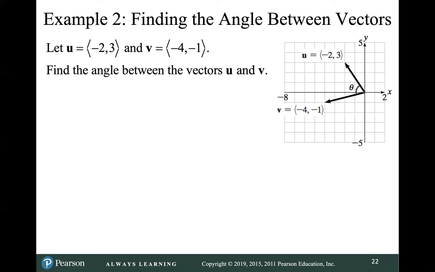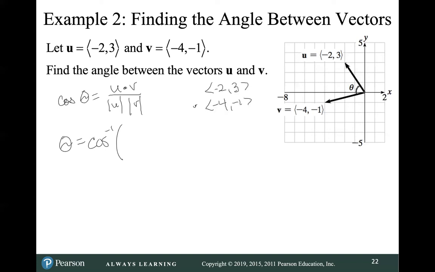So our formula here, I'm going to write the original: cosine of theta equals u dot v divided by the magnitude of u times the magnitude of v. That means I'm going to need the magnitudes. Theta equals cosine inverse of, and I'm going to do some of the calculations off to the side. So we have -2, 3 dot product with -4, -1. That gives me +8 plus -3. I'm just multiplying down and then adding them together. So that's 5 divided by, that was u dot v.